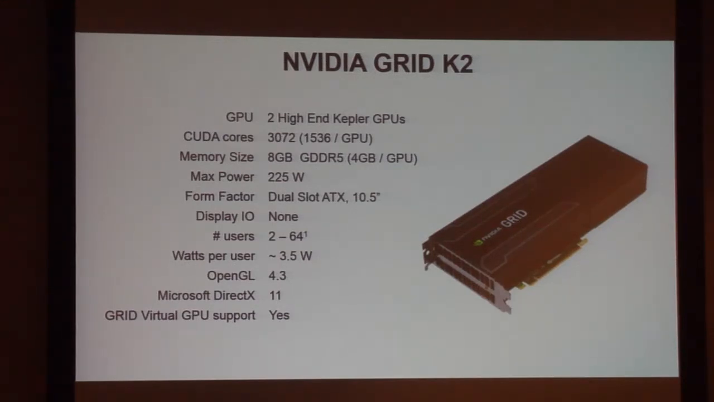So the K1, I'm pretty sure, and correct me if I'm wrong, is 768 CUDA cores per GPU. And on the K2, it's 3072 CUDA cores per card. Is that correct? Yeah, here. 1536 per GPU, so it's 3000 for the card. It's on there. Sorry. So 3000 CUDA cores in the K2.